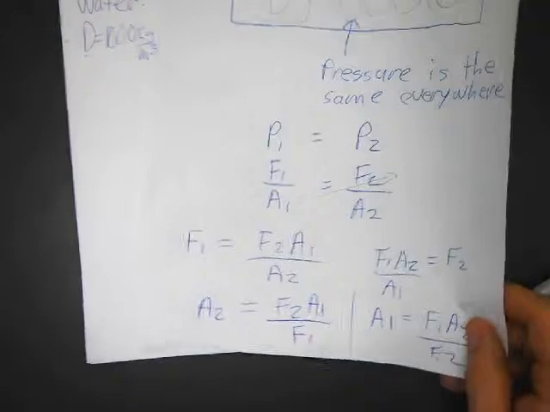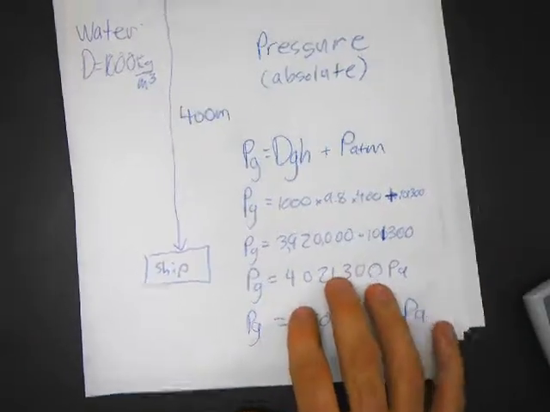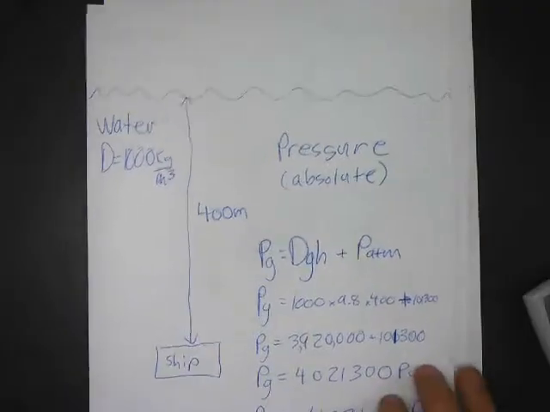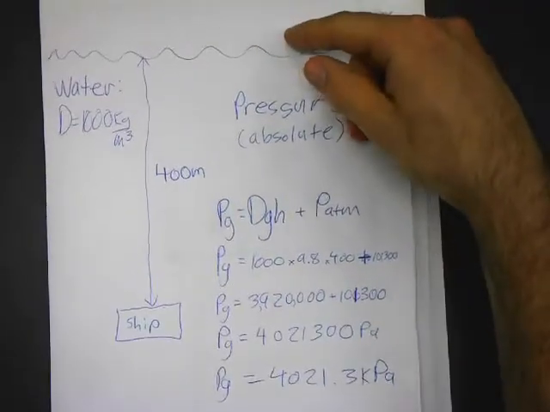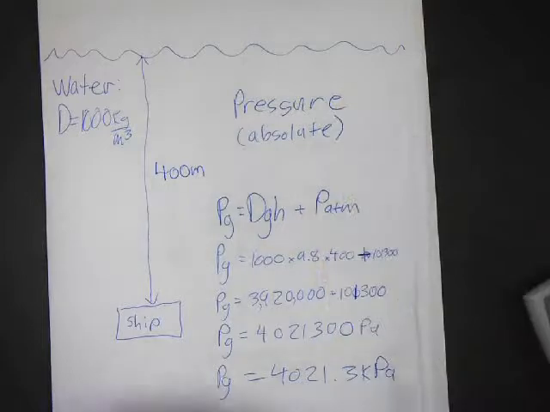Okay, next situation. We've got a ship or a boat underwater. You have the density of water. You have the atmospheric pressure up here is 101.3 kPa, which is 101,300 pascals.